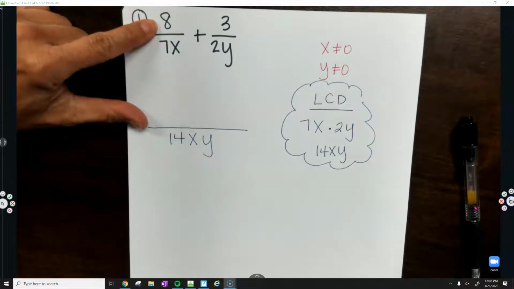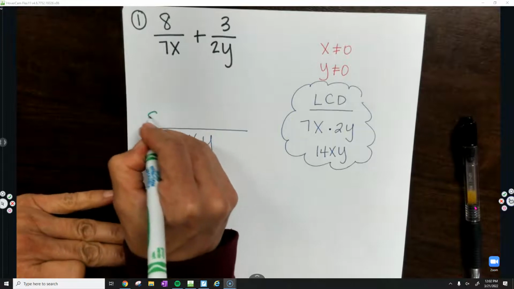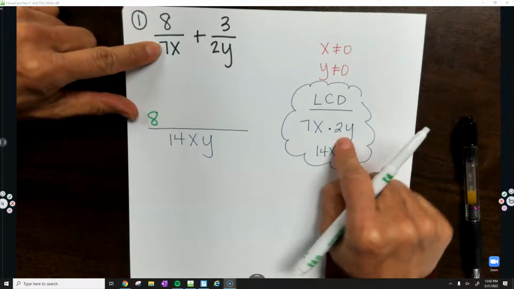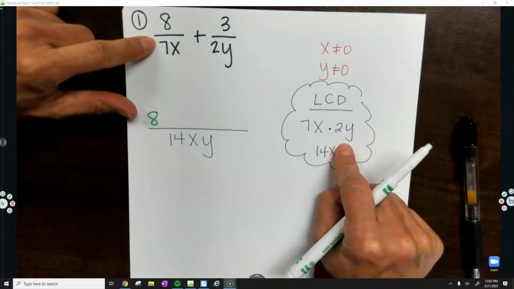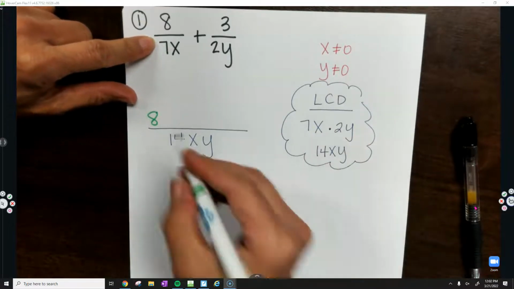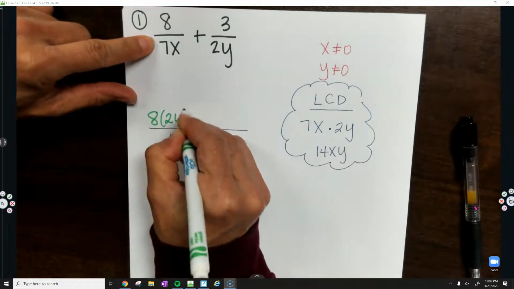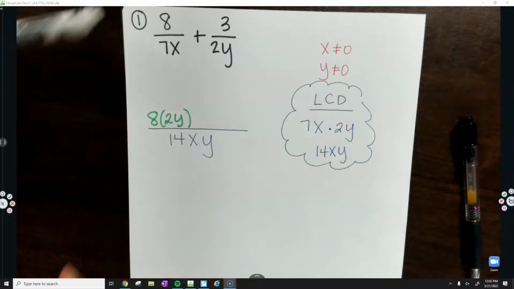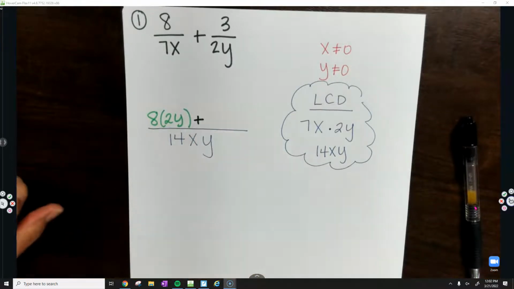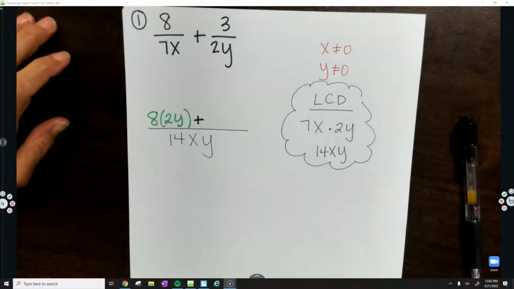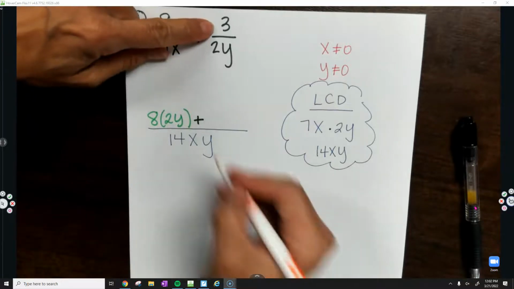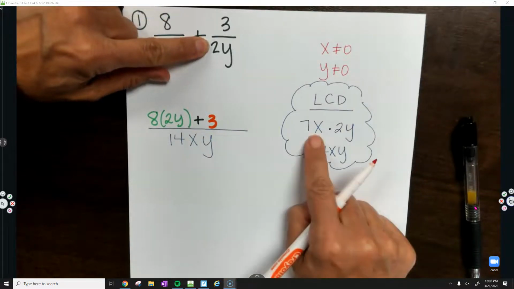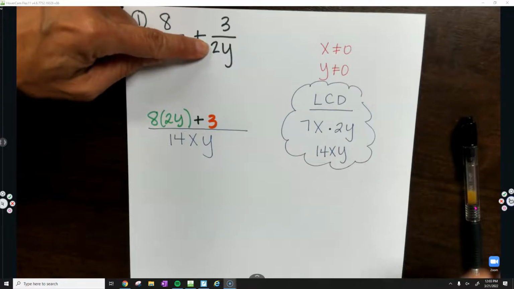So remember, we had an 8 right here. I'm just going to recopy this 8. And then, guys, look at the denominator. What was missing from my LCD box for this first fraction? That's right. That's what we're going to multiply this by. And then I'm going to recopy the plus sign. And then I'm going to take a look at that 3. And I'm going to multiply this 3 by what the bottom is missing. What is the bottom missing? The 7x.